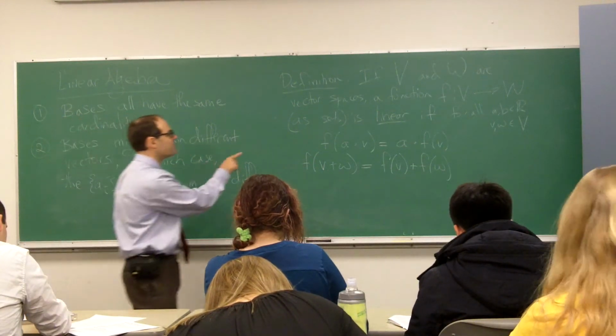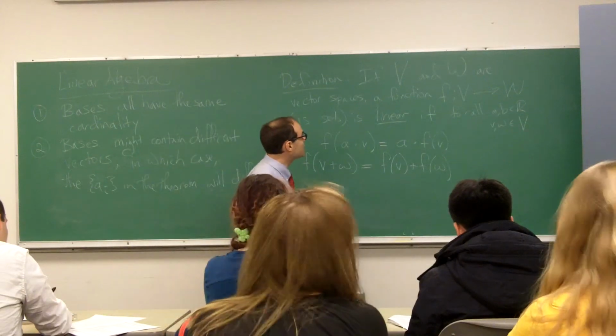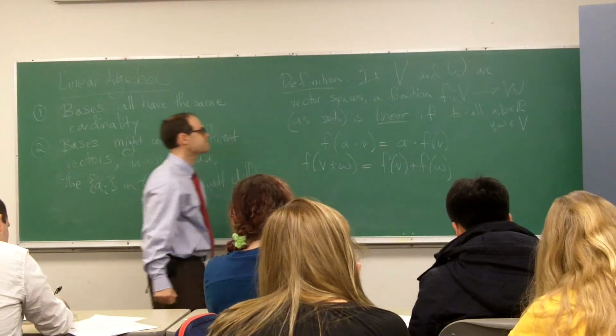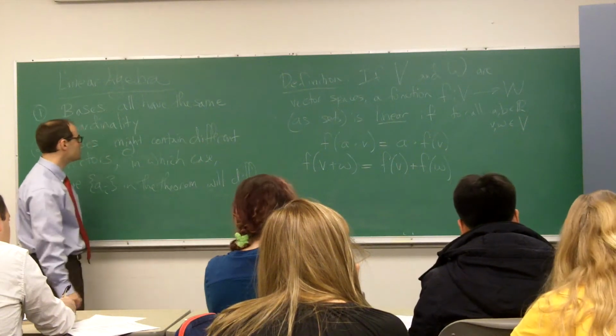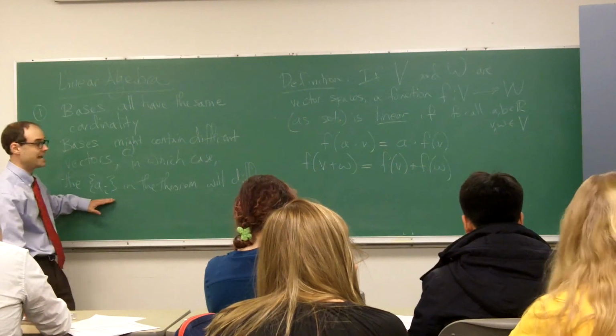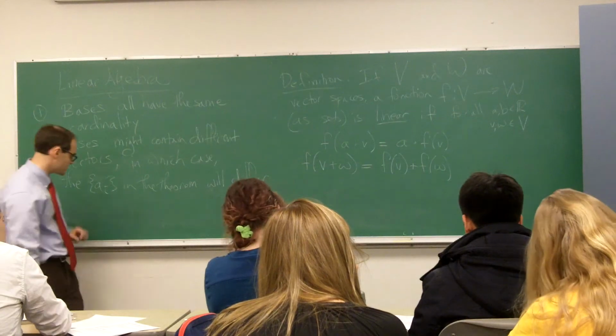Okay, the moment you have a linear function and you have a basis on V and W, you can write this whole thing down in terms of these coefficients AI. And that's what a matrix is.